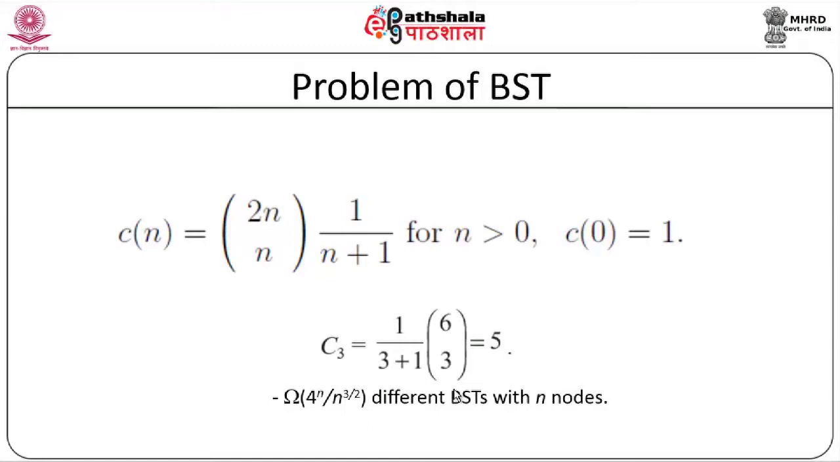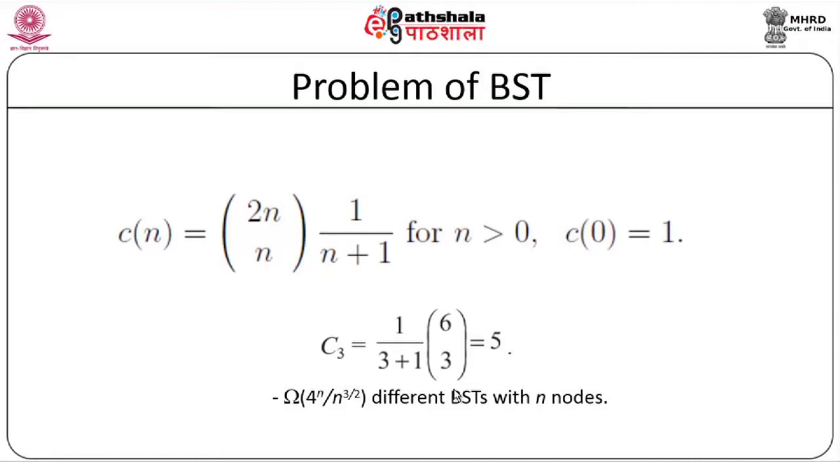In other words, if we take nodes 1, 2, 3, 4, 5 and so on, you can see that it follows a sequence called the Catalan sequence. The Catalan sequence is shown in this particular slide. C of n is 2n C n multiplied by 1 by (n plus 1) for n greater than 0, and C of 0 is 1. For example, if I want to compute the third Catalan number, it is going to be 1 by (3 plus 1) times 6 C 3. So, you can see that it is going to be 5.